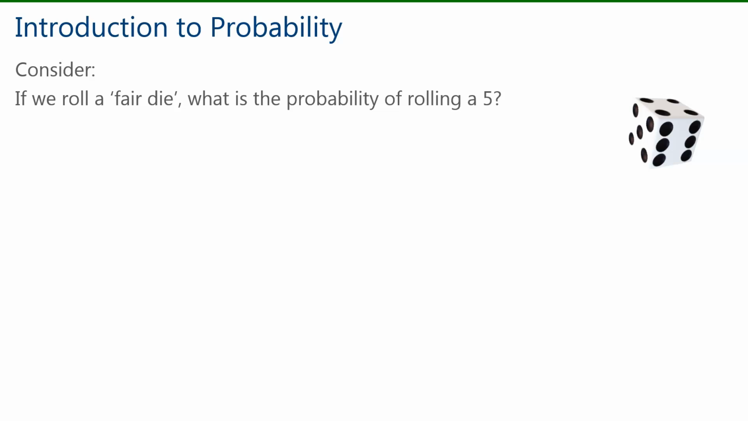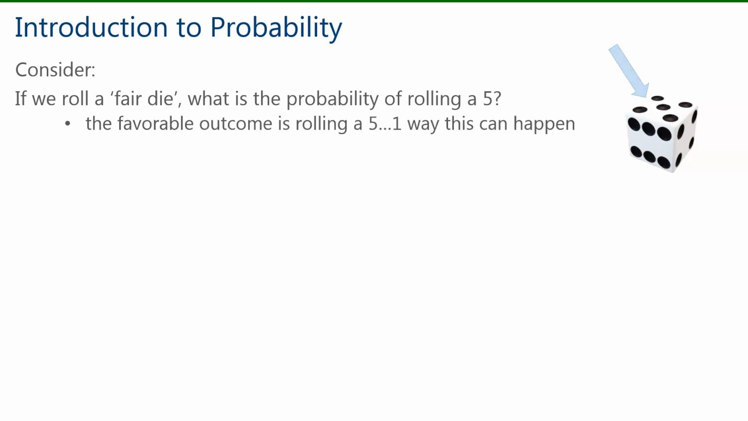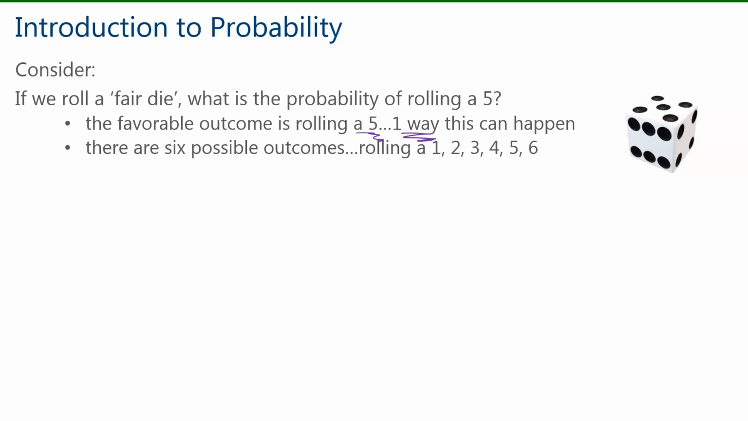What if we're rolling a die, a fair die? Die, by the way, is singular for dice. What's the probability of rolling a 5? Our favorable outcome in this case is rolling a 5. Only one way this can happen. In terms of possible outcomes, well, there are 6. We can roll a 1, 2, 3, 4, 5, or a 6.